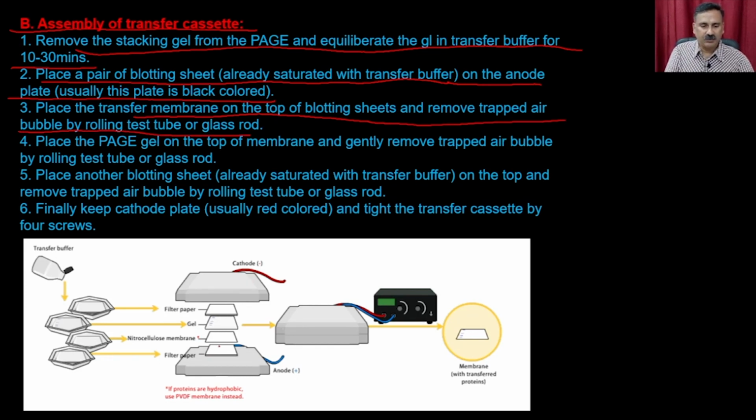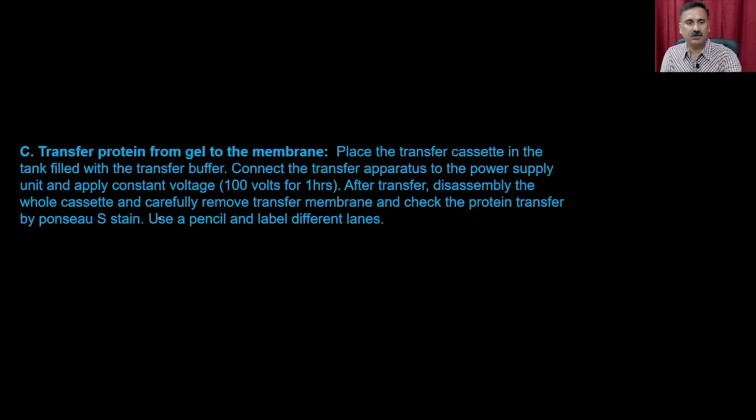So first you put the filter papers, then the nitrocellulose membrane, then the gel, then again another sheet of filter paper which is dipped in the transfer buffer, and then you put the cathode. After this you tie it up. Finally, you put the cathode plate and tighten the transfer cassette with the 4 screws, and after this step you turn on the electrophoresis. You apply a constant voltage for about 1 hour.